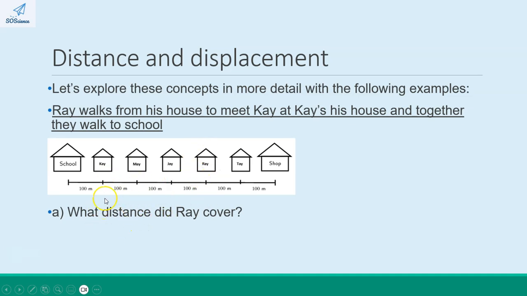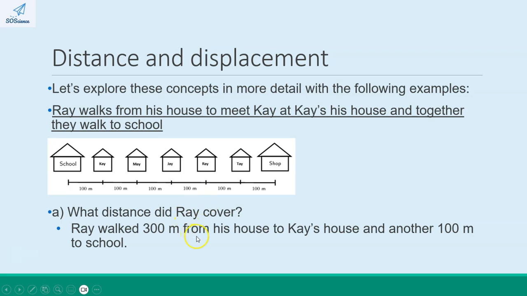Now, for distance, we don't need to state a positive direction and a point of reference. So in this case, we can simply see that Ray walked 300 meters to Kay's house, and then together they walked another 100 meters to school. So the way that we show this calculation is we say D equals 300 plus 100. We always want to break it up into the individual distances that were covered, and that is equal to 400 meters.